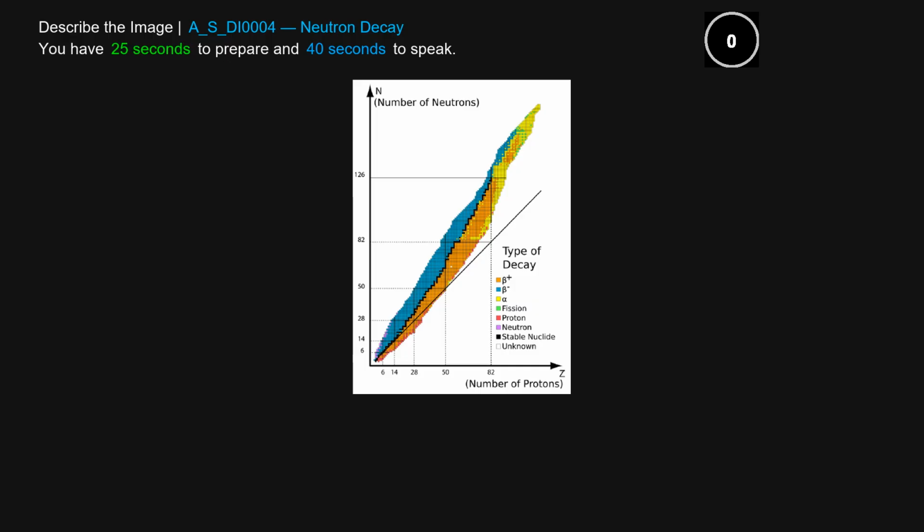The picture gives important information about the types of decay. From the picture, I can see many colors and numbers. In addition to this information, I can see the information about the number of neutrons and number of protons.